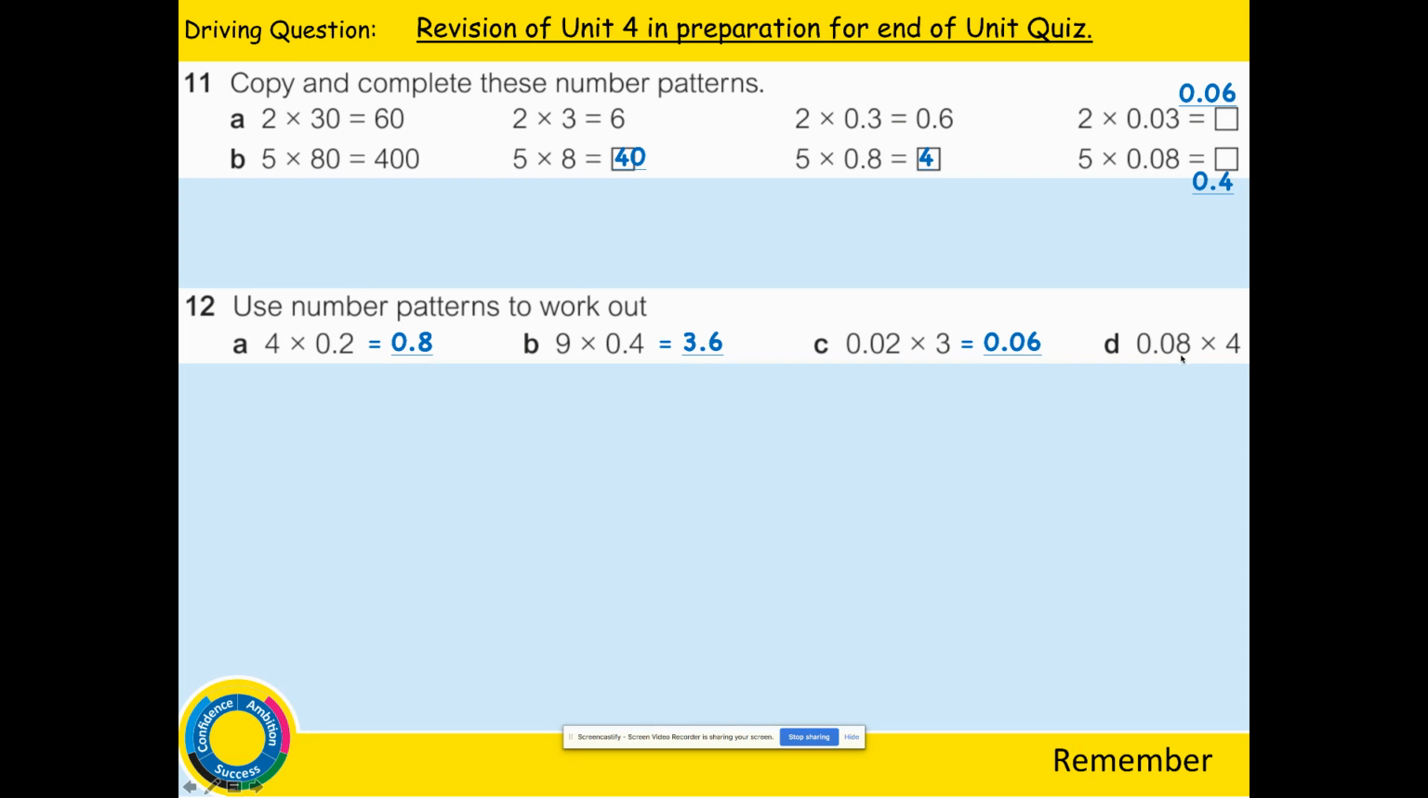Last one, 0.08 times 4, well, 8 times 4 is 32, but we need to make it 100 times smaller. So 32 divided by 100 will give us 0.32. Think about our 32 being here. If we're dividing by 100, the 3 is going to go over 1, 2, and the 2 is going to go over 1, 2. Because there's nothing to the left of the decimal, we need to fill it up with a 0.